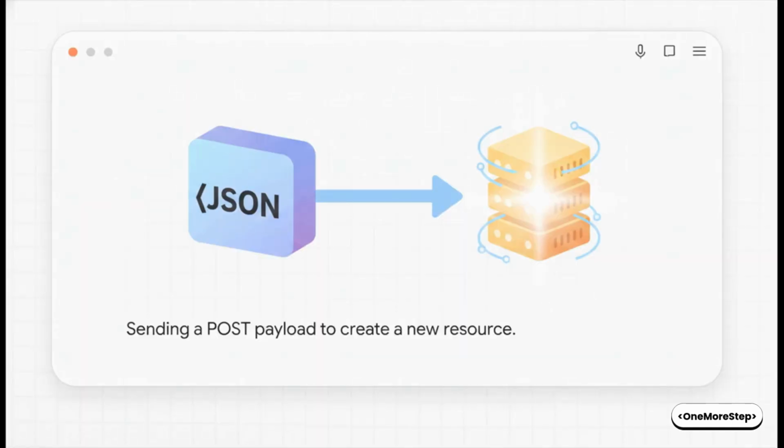To modify data, we just switch verbs. This POST command uses headers to define the JSON format for the server. It then attaches a body payload to submit that data and instantly create a brand new resource. It's the whole shebang. Methods, headers, and bodies working together.